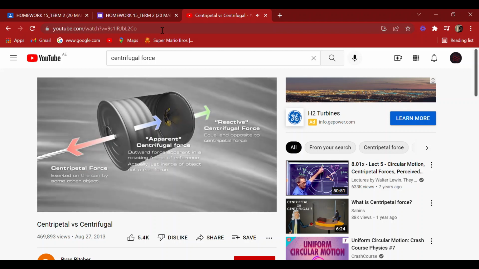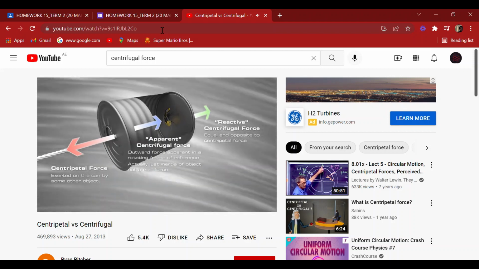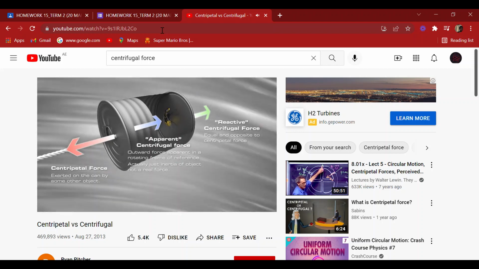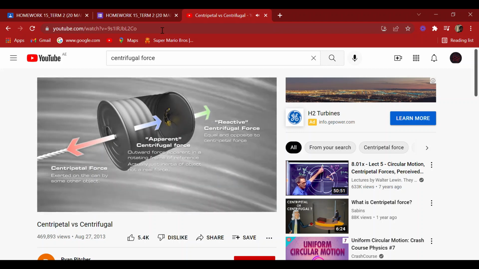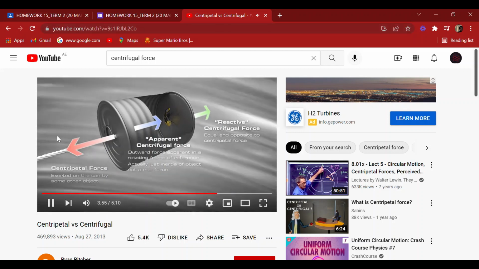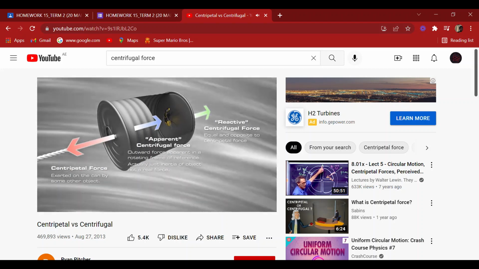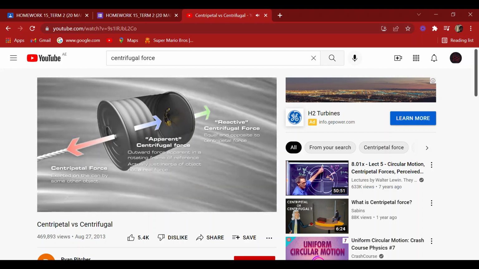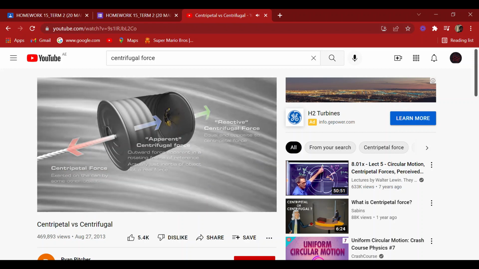This type of force is associated with describing motion in a non-inertial reference frame and is referred to as a fictitious or inertial force. The reactionary and apparent centrifugal forces are not real forces. The reactionary centrifugal force is a result of the rotation, not a force. The apparent centrifugal force is really the object's inertia. A more accurate definition for centrifugal force would be the lack of centripetal force.